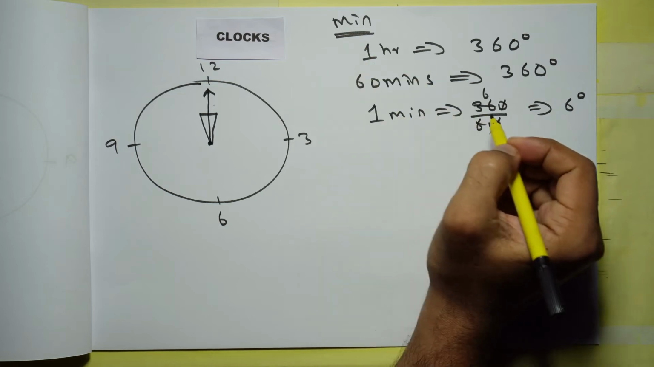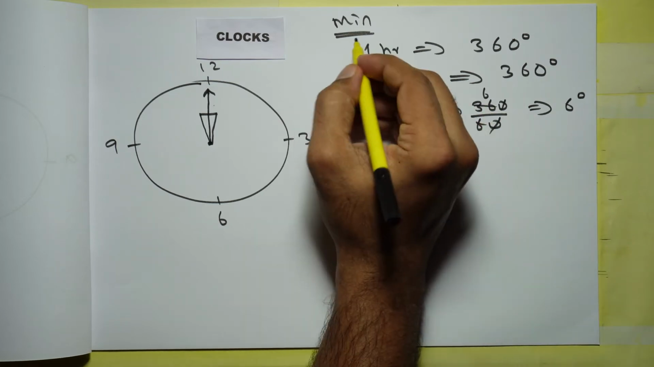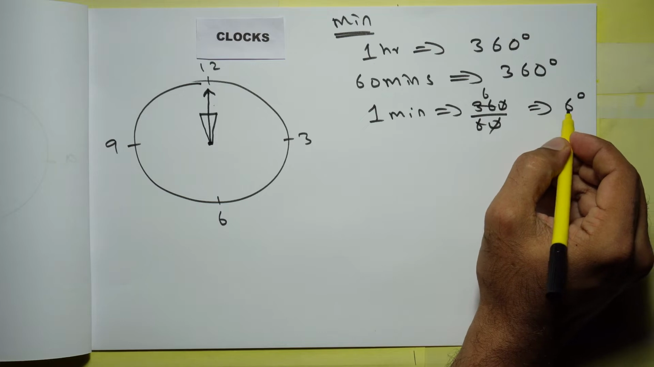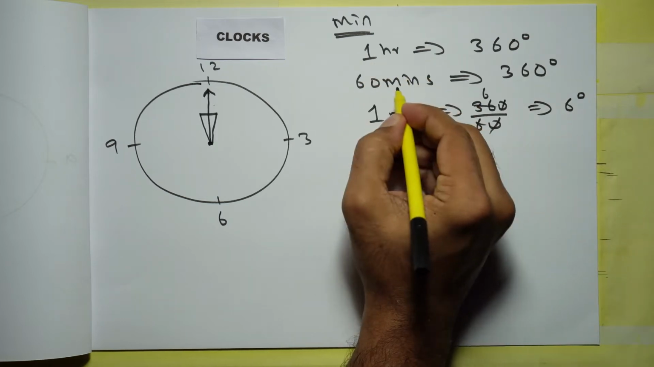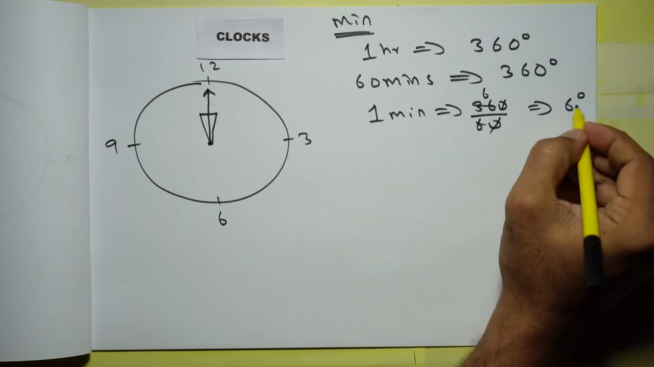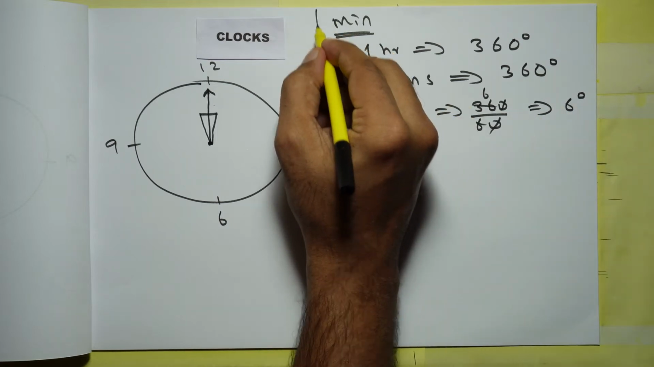So this you should know. Never assume that the minute hand is stationary. Every minute it will move 6 degrees. That is, in 1 hour, that is in 60 minutes, it will move 360 degrees. So per minute it will move 6 degrees. So this you should know.